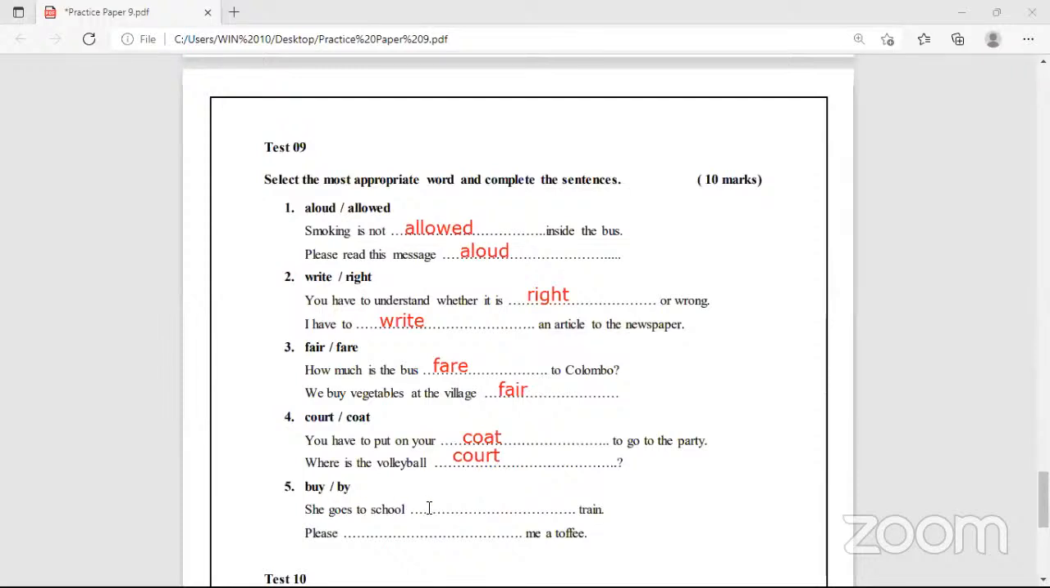Next one, she goes to school by train. And next one, please buy me a toffee. Here buy means to purchase. Please buy me a toffee. Right? Okay, mark your answers.